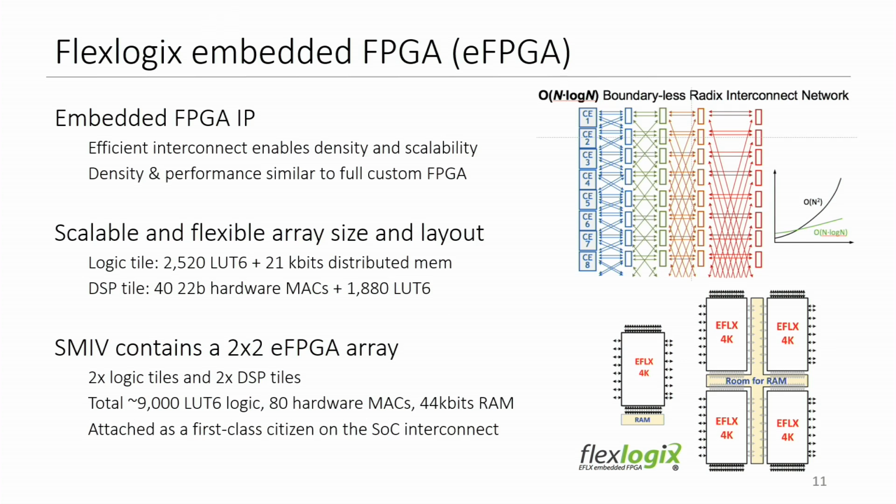There are 2 basic building blocks. There's a logic tile, which has about 2,500 6-input LUTs and 21 kilobits of distributed memory. And then there's a DSP tile which has 40 wide hardware MACs and 1,800 6-input LUTs. So on SMIV, we actually have a 2x2 array, so we have 2 logic tiles and 2 DSP tiles. This gives us about 9,000 6-input lookup tables of logic and about 80 hardware MACs and 44 kilobits of RAM.